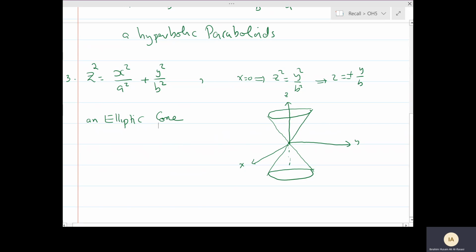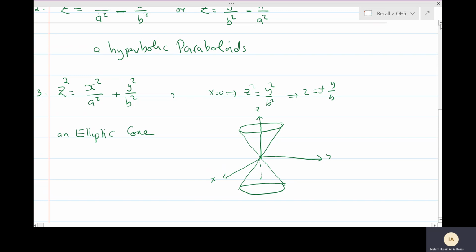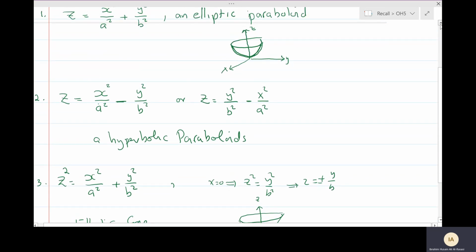So these are the first three surfaces: elliptic paraboloid, hyperbolic paraboloid, and elliptic cone.